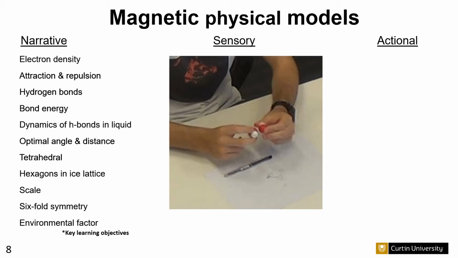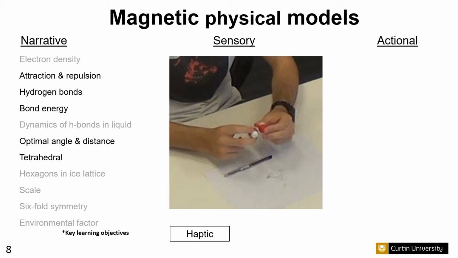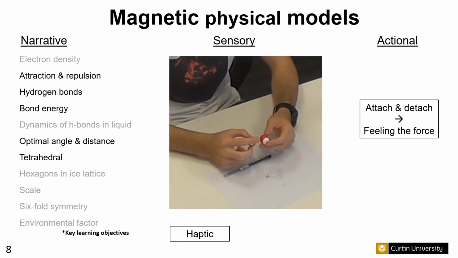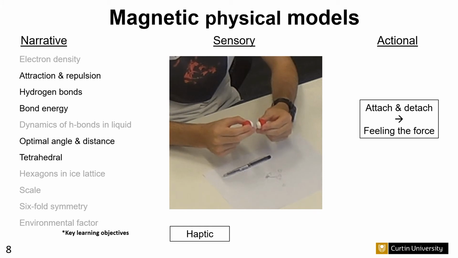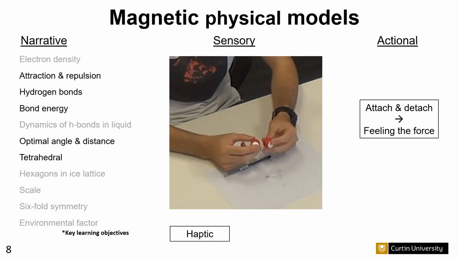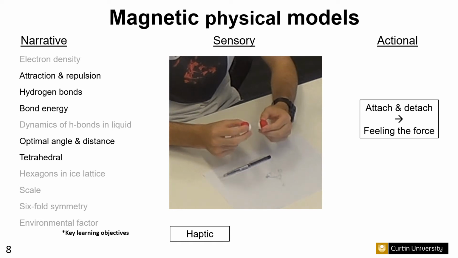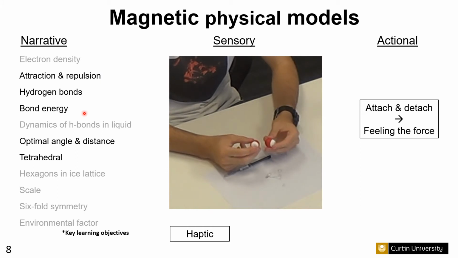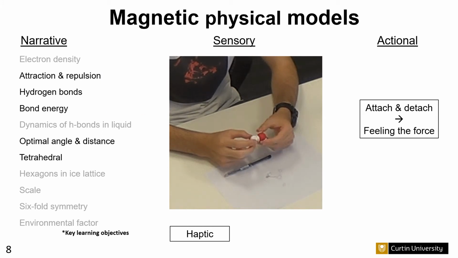So here, students use magnetic physical models. It's magnetic, so it has haptic feedback, which can afford learning goals related to attraction and repulsion and hydrogen bond. Because with it, students can attach, detach, and feel the force, and then try to make sense of the energy involved in hydrogen bond and breaking and forming the bond. So here on the left side are the learning goals that could be covered using these magnetic physical models.